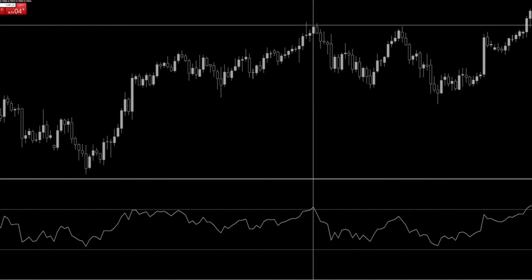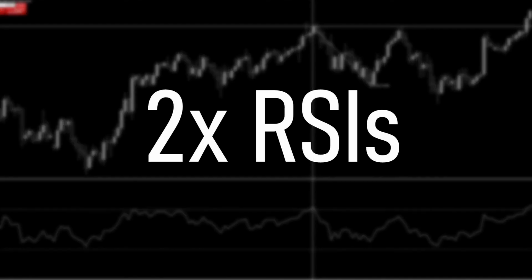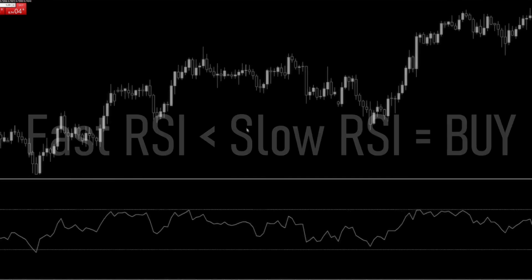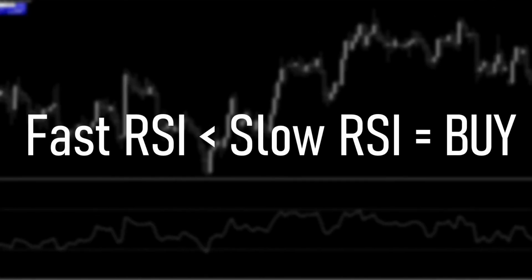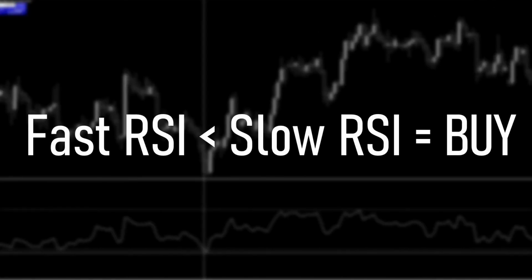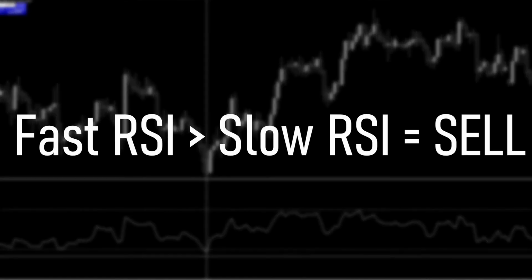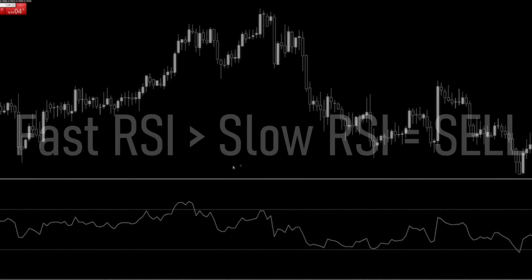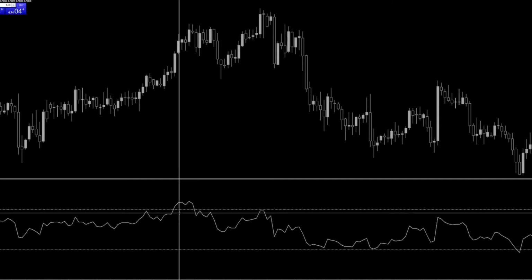The entry condition is as follows: 2 RSIs, 1 fast and 1 slow. When the value of the fast RSI is below the value of the slow RSI, it's a buy signal. When the value of the fast RSI is above the value of the slow RSI, it's a sell signal. And then there are the 2 filters.